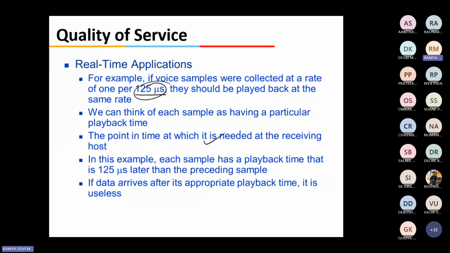Okay, so if one sample is scheduled for playback at, say, for example, a certain time, but it is arriving at 1:30, as we can see here, it is 5 microseconds late. Even such a small delay can accumulate and affect the quality of communication. So these things must be avoided if you care about quality of service.